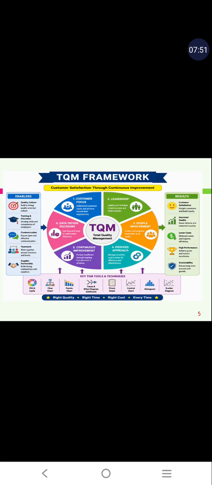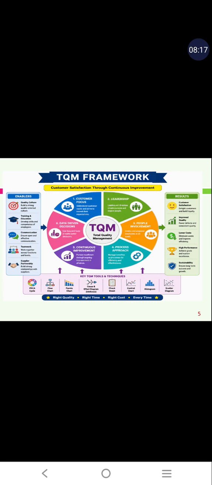And next one is teamwork. Teamwork is nothing but we should work in a team. As we said, total quality management means total involvement of all people. Only if all people get involved can you improve the quality of the product, or implement TQM. So teamwork plays a very vital role here.